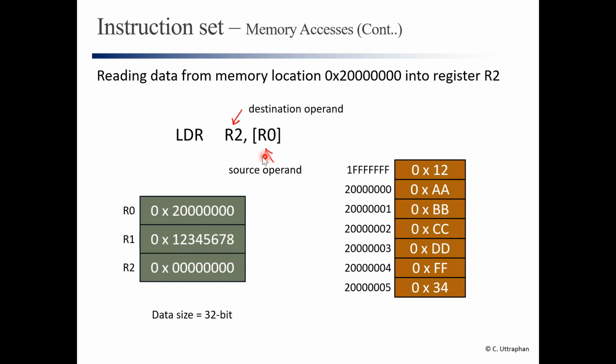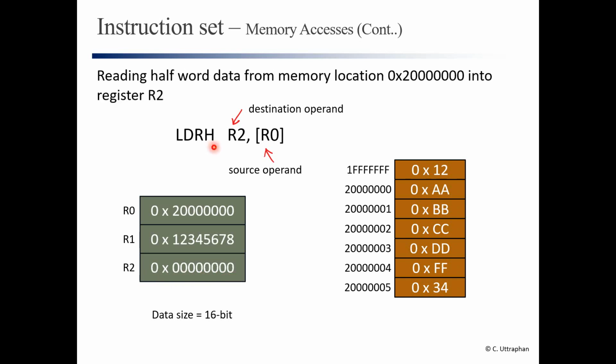For example, for the instruction LDR R2, [R0], with the initial contents of R0, R1, and R2 given here. This means the effective address is hex 20000000 because the content of R0 is hex 20000000. Hence, we will move the 32-bit data from the memory address hex 20000000 to 20000003 into register R2. The data is AA, BB, CC and DD. After the instruction is executed, the content of R2 is now updated to DD, CC, BB, and AA according to little endian mode.